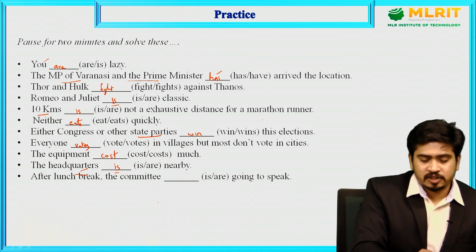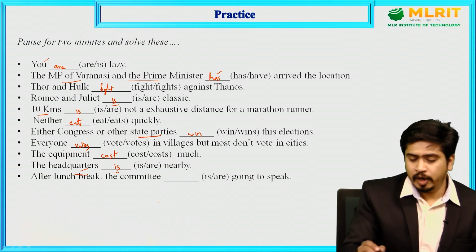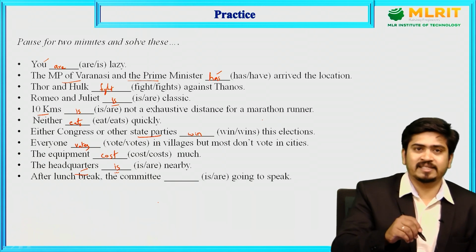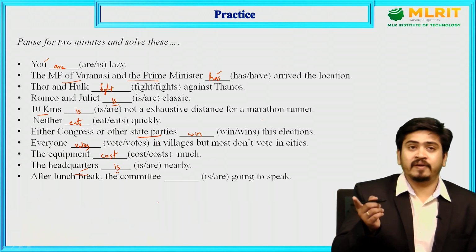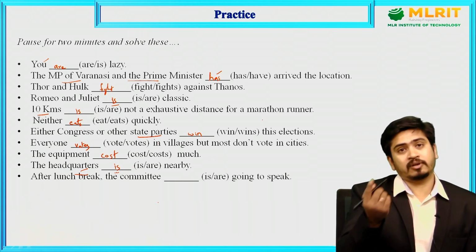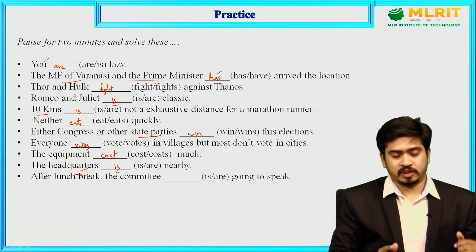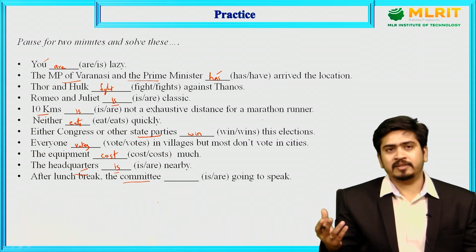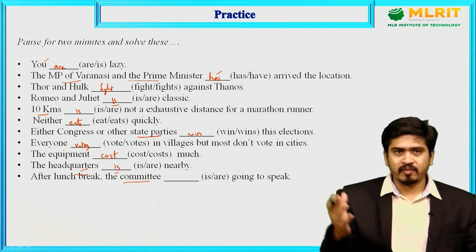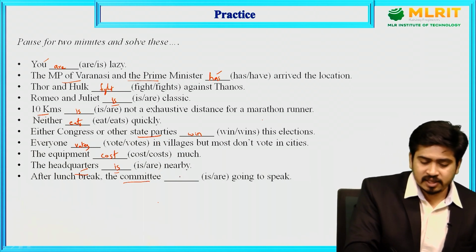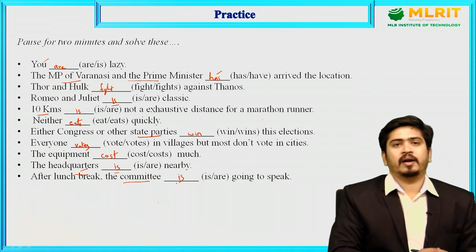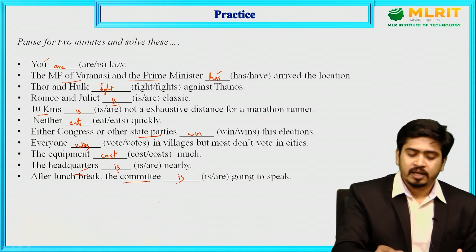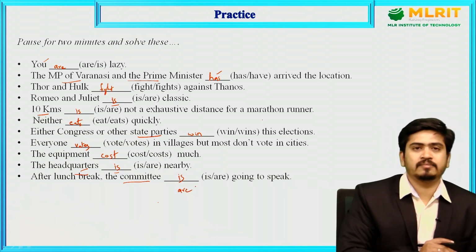Next one, after lunch break, the committee dash going to speak. Now, if you have written is as the answer, that is right. If you have written are, that is also right. It depends upon your perception. If you are considering all the members of the committee together as a single unit, the answer is is. If you consider them as individual members, if you are emphasizing the individual members of the committee, then are will be the answer.